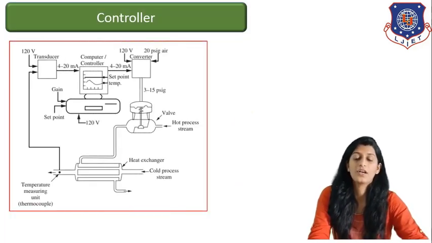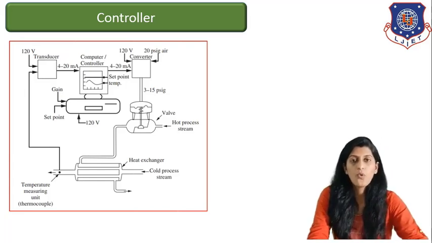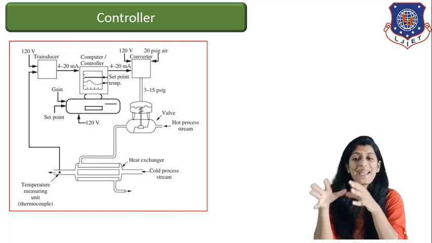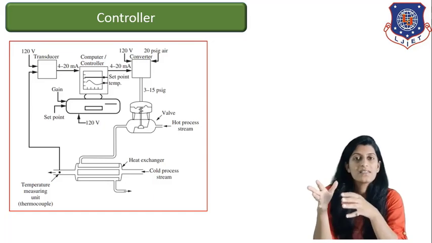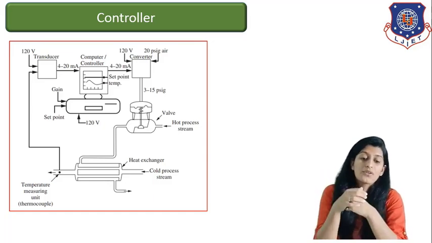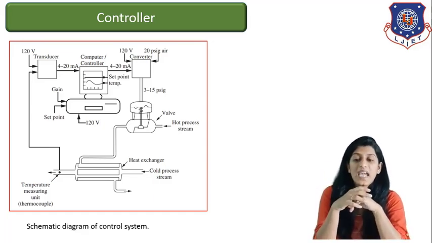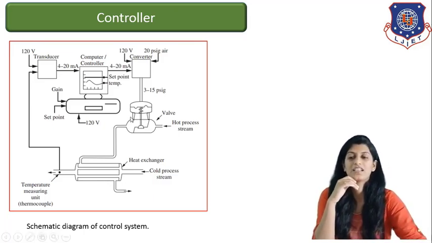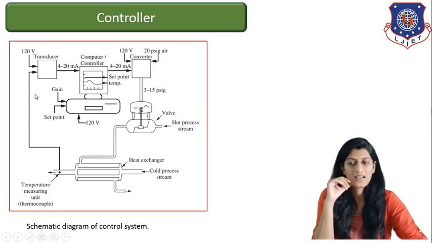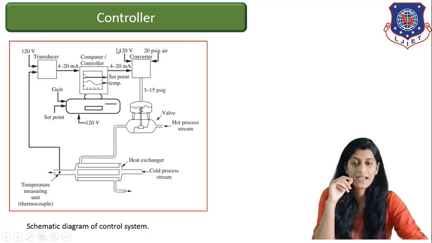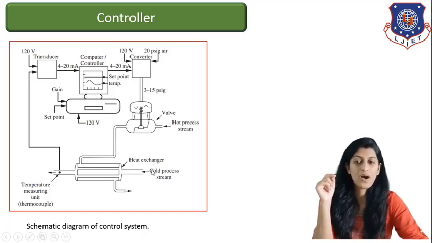Next is our controller. We know how the pneumatic controller works. Now let's see how the controller actually works. What is the duty of the controller and how does it work? This particular figure is a schematic diagram of a control system. As you can see here, there is a transducer connected to a computer or controller, which is again connected to a converter, right? And the entire thing is connected to our system.